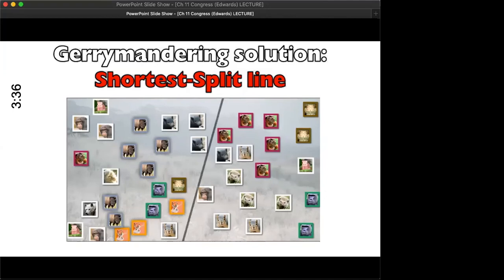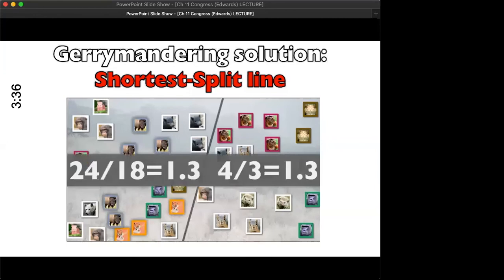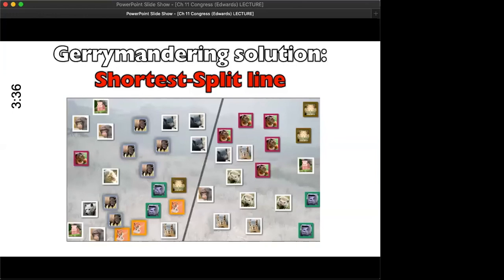So as best I can tell, this is the shortest line that will divide this population of voters into a 4-3 ratio. Let's just double check. There's 24 voters on the left, there are 18 voters on the right. 24 divided by 18 gives us 1.3, and 4 divided by 3 gives us 1.3. We've drawn this line in the right spot. The next step is to take that ratio, that 4-3 ratio, and that actually tells you how many districts you then want to divide each of these separate groups into.